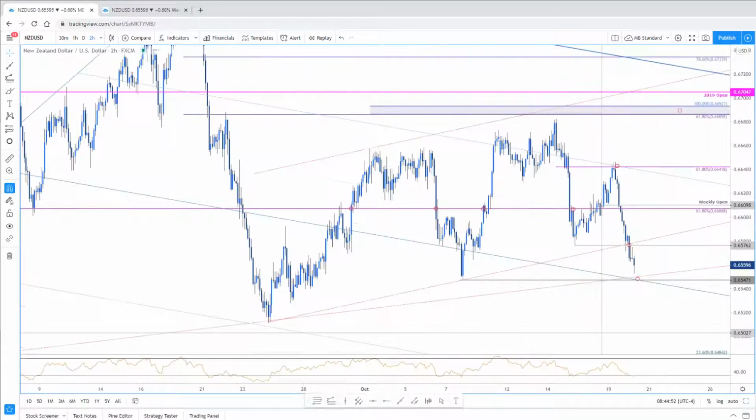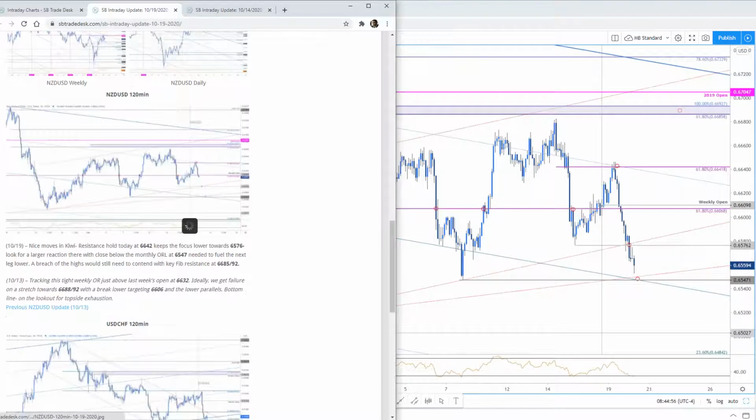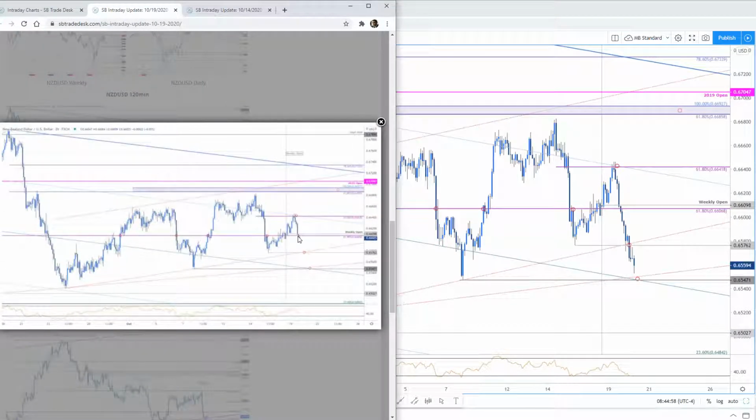Here's what it looks like now. Here's what it looked like last night, right? So we were just breaking the weekly open, looked pretty good on a move below that 618 weekly open support. First initial target 65.76, that got taken out. A little bit of a bounce break in early European trade. Here's the last level, 65.47. Look for a reaction here. Initial resistance back at 65.76.